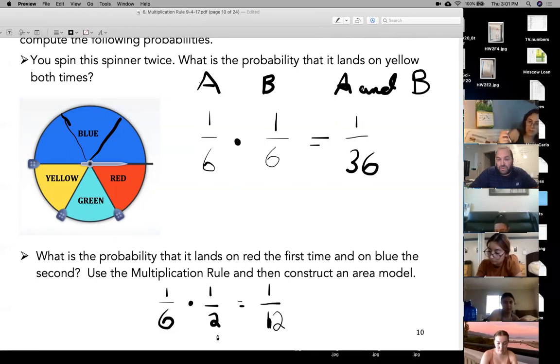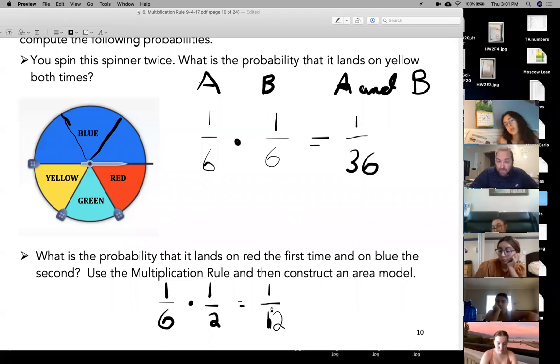Because the two spins are independent events, all you have to do is multiply their individual probabilities to get the probability of both. Can you say that again, please? Yes, the first spin and the second spin are independent, correct? Yes. So if I want the probability of both occurring, because they're independent, I just multiply their individual probabilities. The first one has a 1/6 probability. The second one has a 1/2 probability. And when I multiply them, I get 1/12.